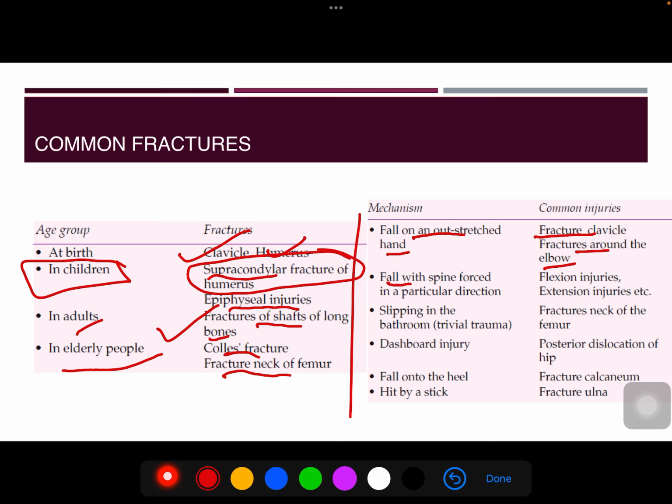If there is a fall with the spine forced in a particular direction, then there will be a flexion injury or an extension injury. If someone slips in the bathroom with trivial trauma, little trauma, then there will be a fracture neck of the femur. And the dashboard injury.